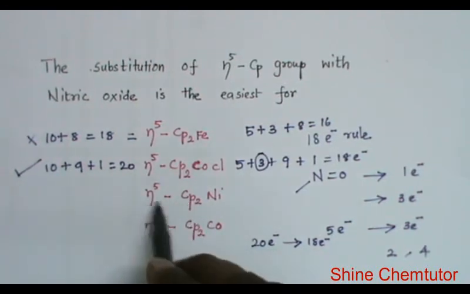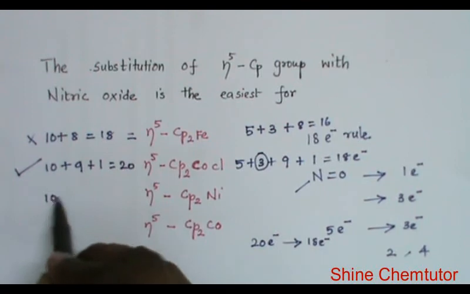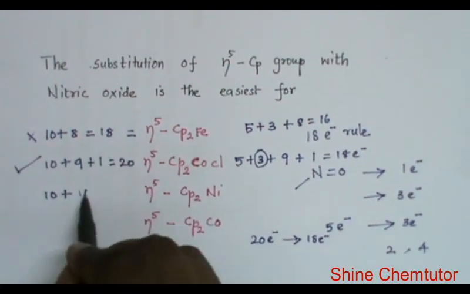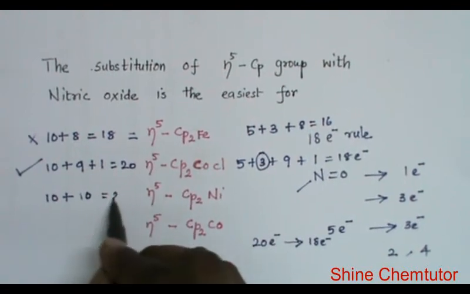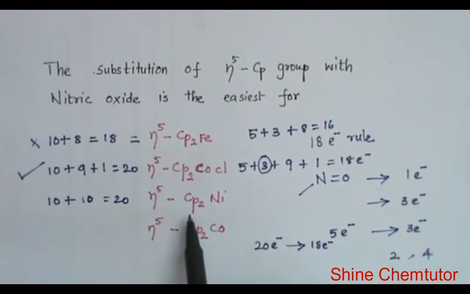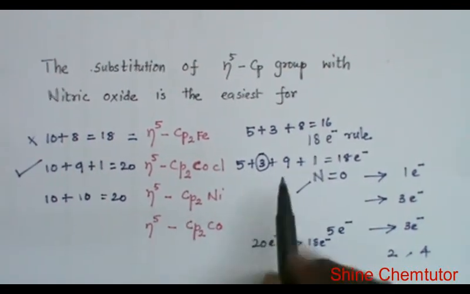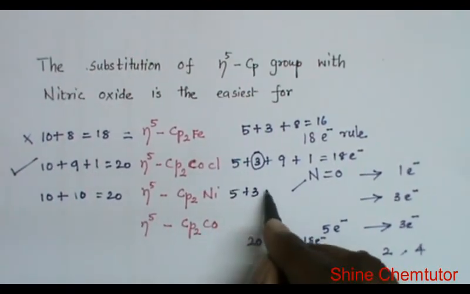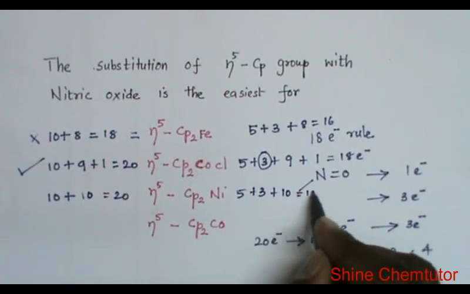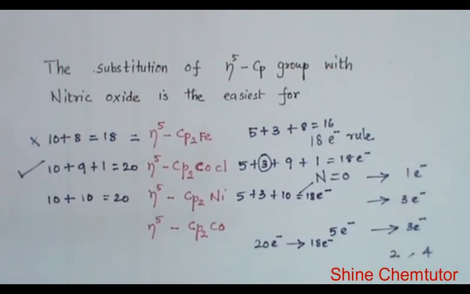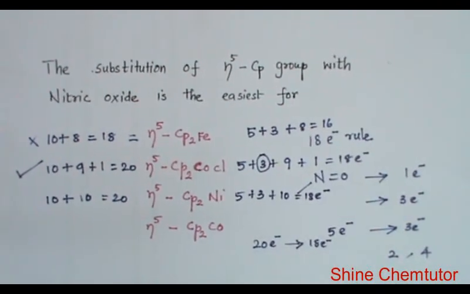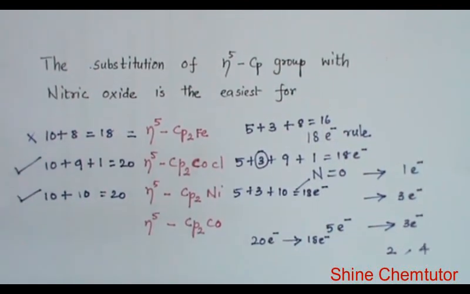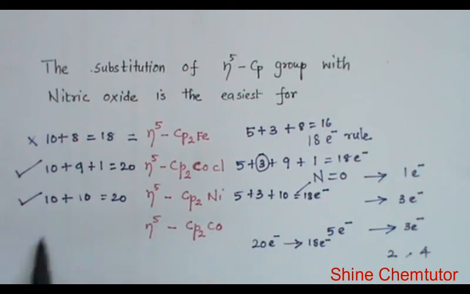In this case, I have 2 Cp, so 10. For nickel, I will get 10, so the total is 20. When I replace 1 Cp with nitric oxide, I will get 5 plus 3 plus 10, so 18. In this case also, from 20, I get 18. What about the last one?